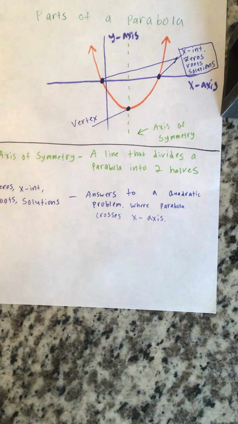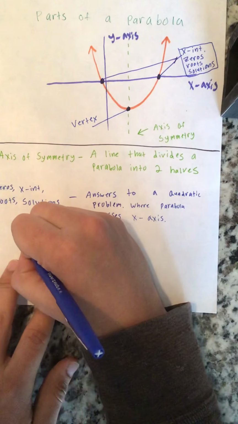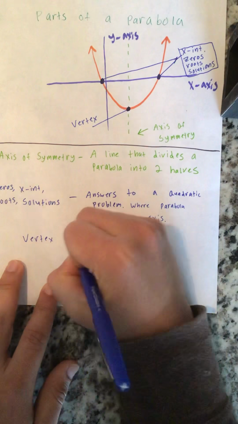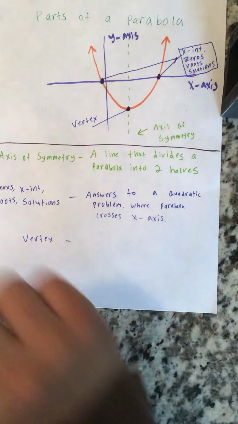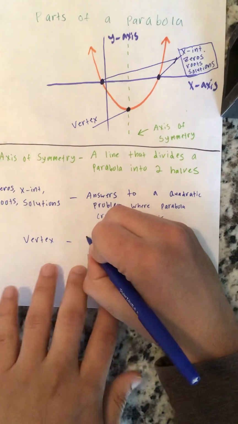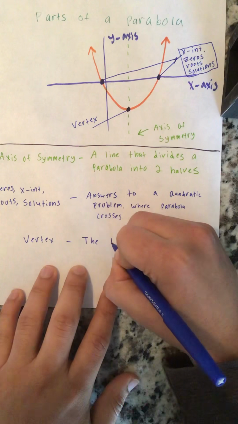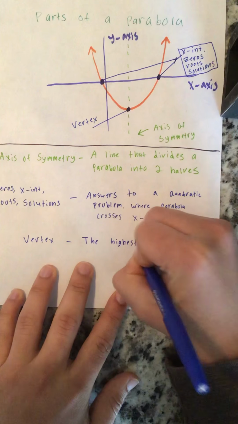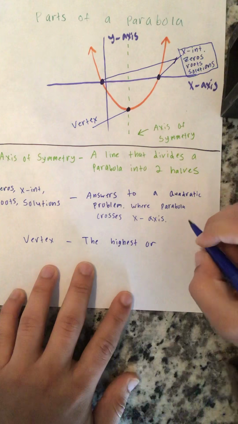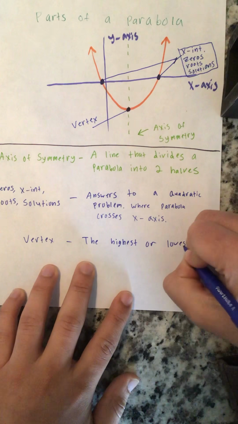The third one is the vertex. Can you see that? Okay, so the vertex is the highest or lowest point on the parabola.